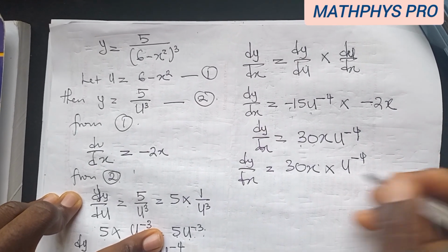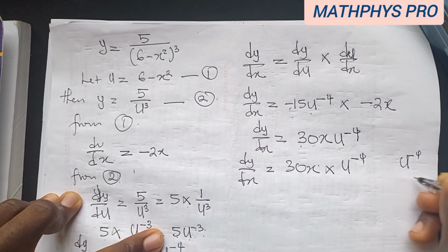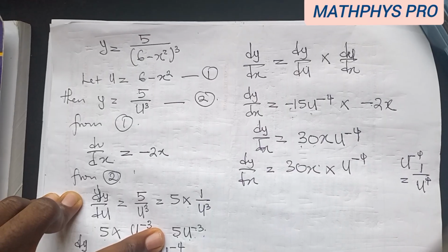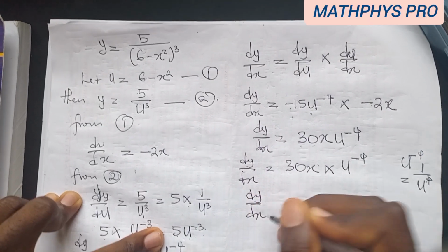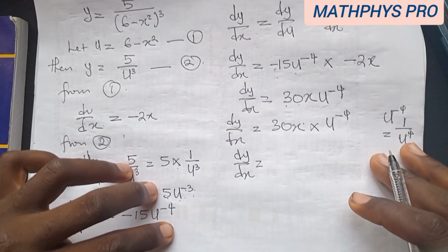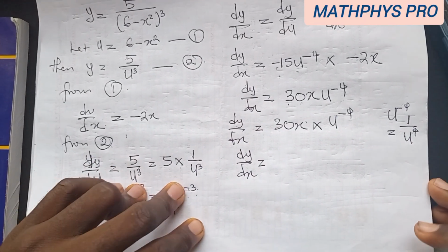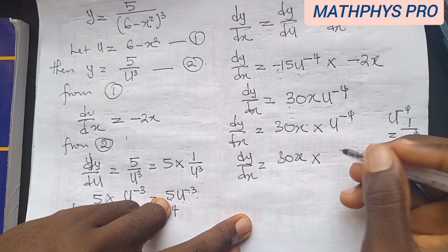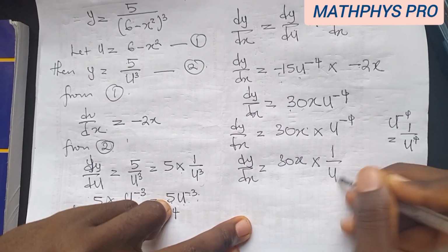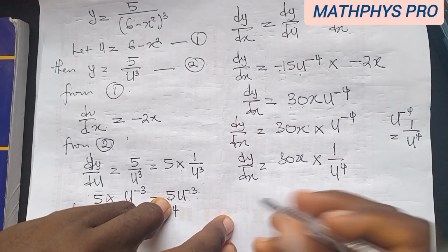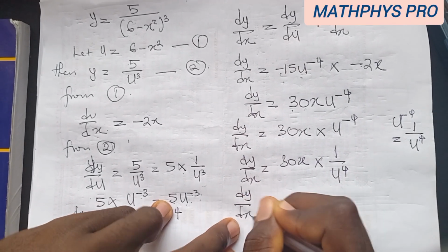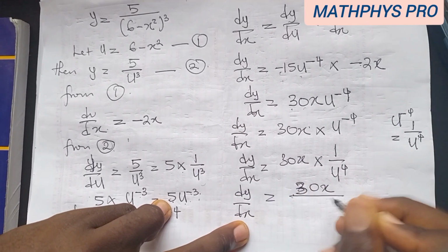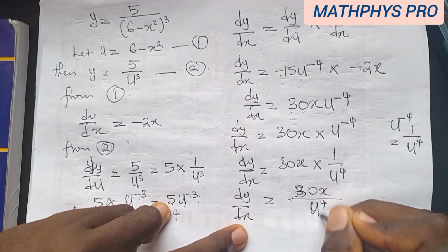And remember that u raised to the power minus 4 can also be written as 1 over u raised to the power what? 4. So we can say that dy/dx is equal to 30x times 1 over u raised to the power 4. And if you multiply this, you can say that dy/dx is equal to 30x over u raised to the power 4.